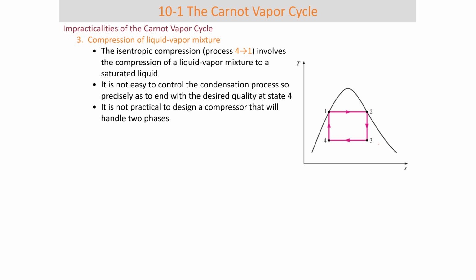Number 3, compression of a liquid-vapor mixture. The isentropic compression process 4-to-1 also occurs in a two-phase system. So it involves the compression of a liquid-water vapor mixture to a saturated liquid, as you can see. It is not easy to control the condensation process so precisely as to end with the desired quality at state 4. It's not practical to design a compressor that will handle two phases.